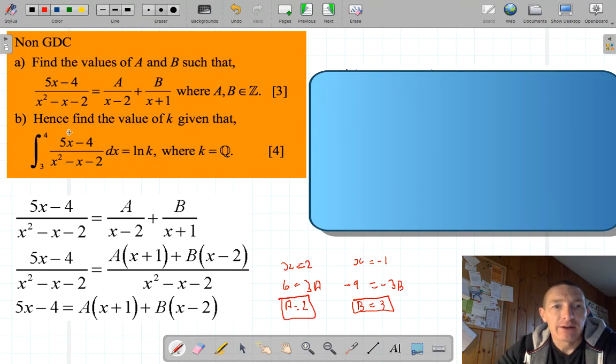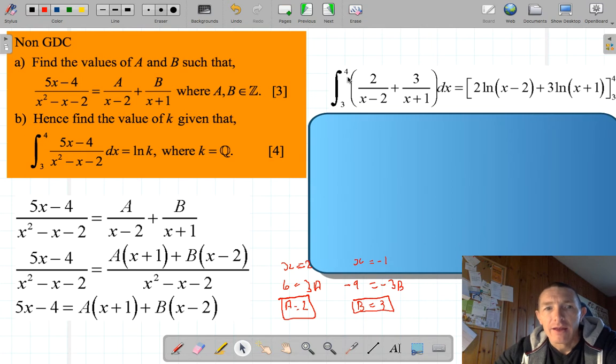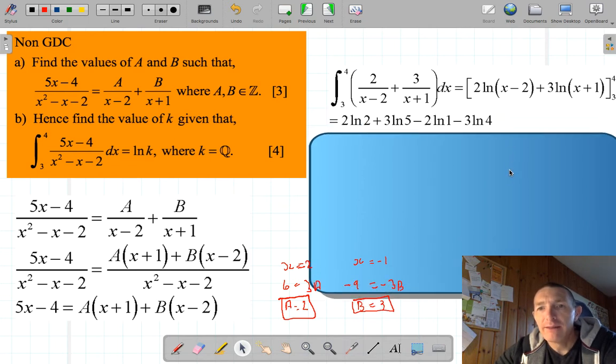Now obviously I don't integrate this, I integrate this, which is the same thing, written differently. So what I've got is my limits of 4 and 3, 2 over x minus 2, 3 over x plus 1, my values of A and B. They're quite straightforward to integrate. They just become 2 log of this plus 3 log of this and my limits. And now it's a matter of putting my limits in.